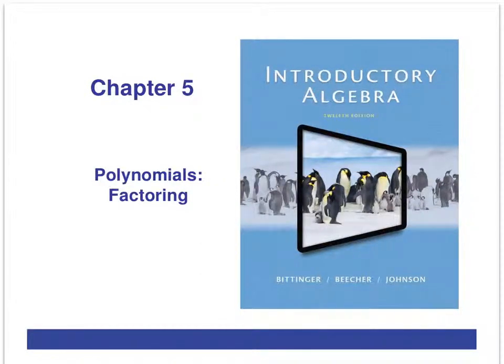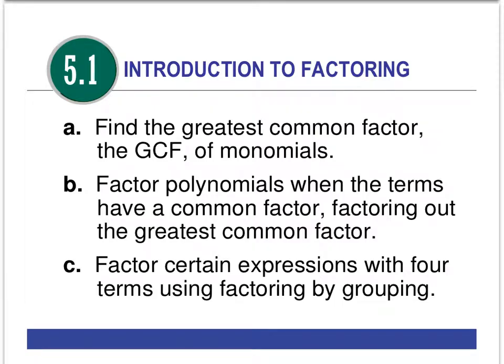Okay, we're going to start chapter 5, which is polynomials, and we're going to do factoring with them. In the introduction to factoring, the first step is to find the greatest common factor, or the GCF, of monomials. We're going to factor polynomials when the terms have a common factor, factoring out the greatest common factor, and factor certain expressions with four terms using factoring by grouping.